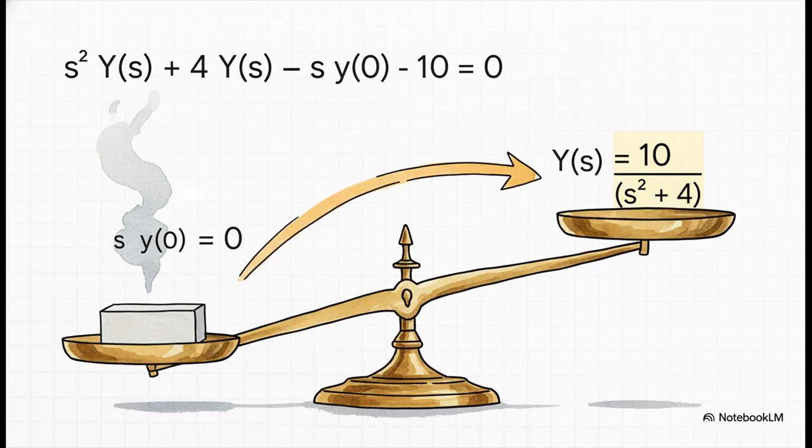Now we just plug in what we know. Since y of 0 is 0, that whole s times y of 0 term just vanishes. Nice. Y prime of 0 is 10, so we have a minus 10. We move that to the other side of the equation, do a little factoring and dividing, and we land right here. Y of s equals 10 over s squared plus 4.